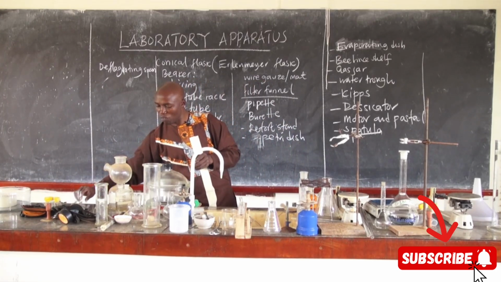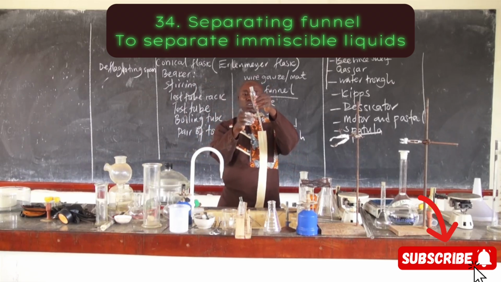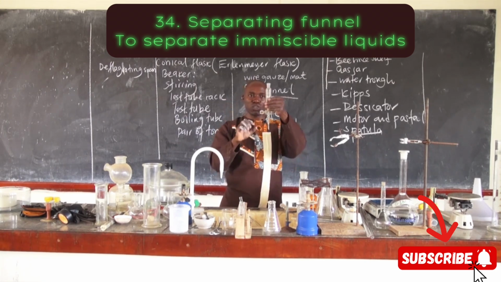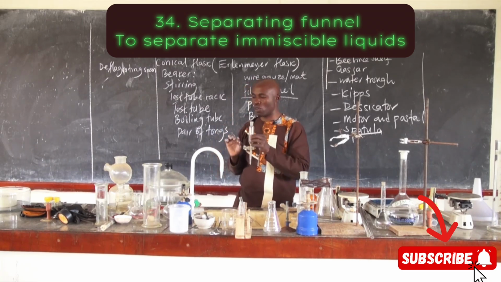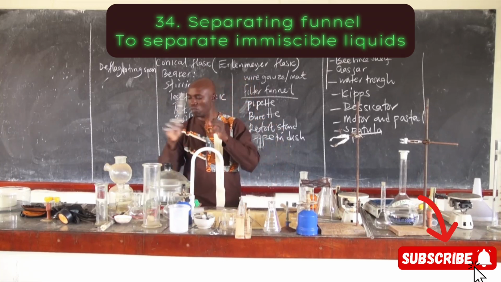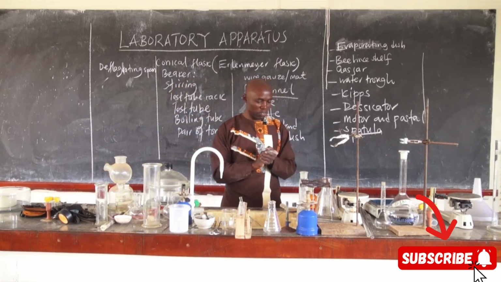Then we also have what we call the separating funnels, which also appear in different sizes. They are used in separating what we call immiscible liquids. For example, if you wanted to separate oil from water, you would carefully put it in the separating funnel, then separate your oil and water. So this is called a separating funnel, to separate oil from water, to separate immiscible liquids.